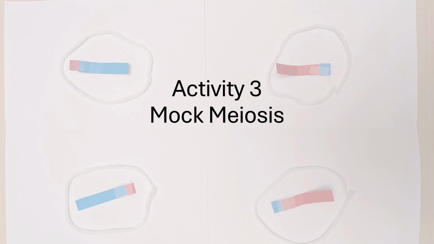In this activity, we're going to model meiosis using paper chromosomes, just like we modeled mitosis earlier. This time, however, the goal is different. Meiosis reduces the chromosome number by half and produces genetically unique cells. As you follow along, you'll watch homologous chromosomes pair, exchange genetic material, and then separate through 2 rounds of division.